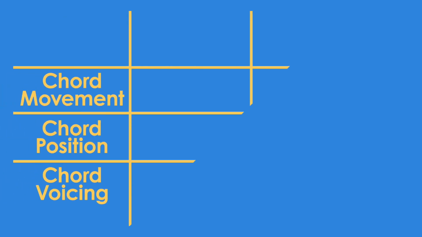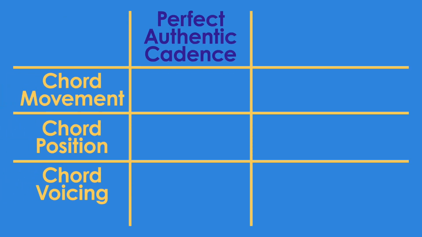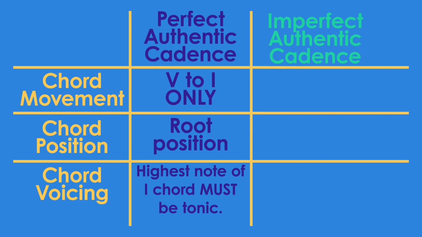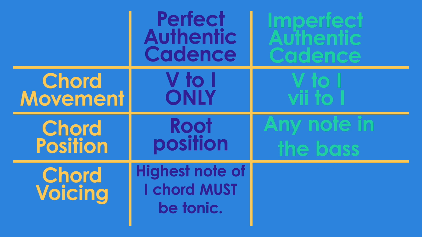So last time, we learned about perfect authentic cadences, which had these characteristics. Now, let's review for imperfect authentic cadences. The movement can be either 5 to 1 or 7 to 1. The chords do not have to be in root position, and the highest note of the 1 chord is the 3rd or the 5th. Hopefully, this helped explain what an imperfect authentic cadence is and how to identify them.